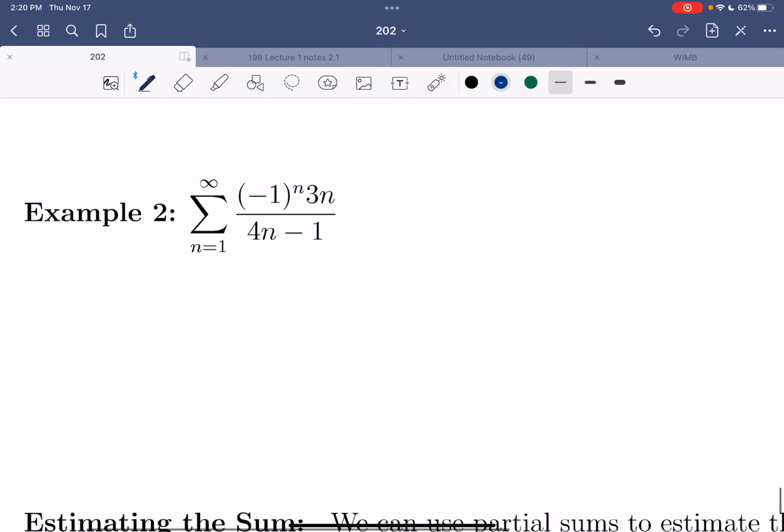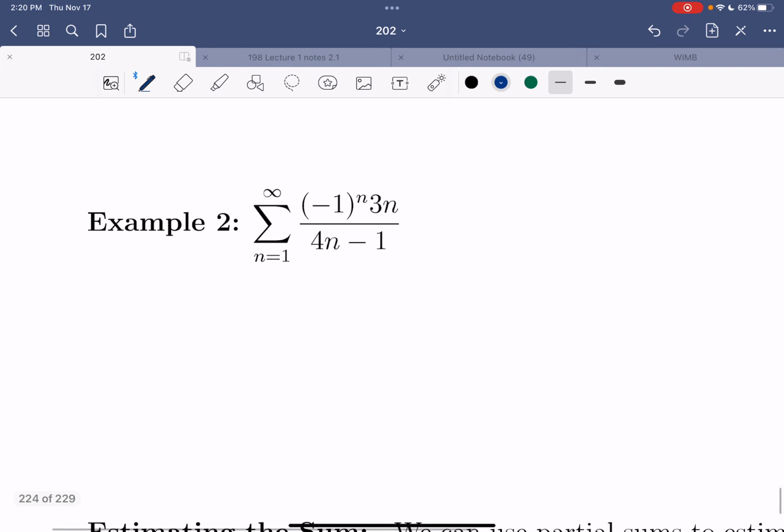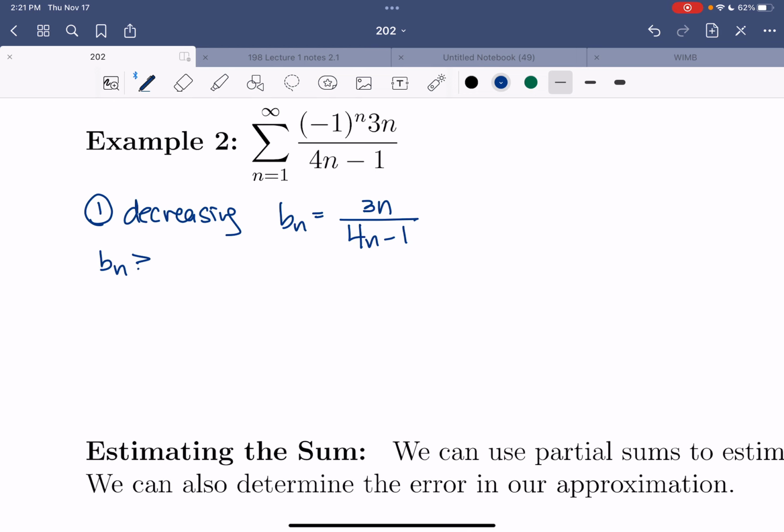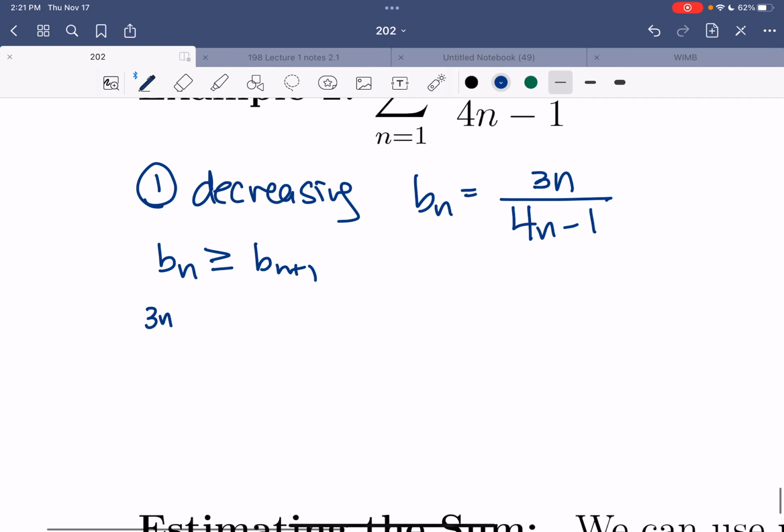All right, here's another one. Let's take a look at this one. This one that's not the alternating harmonic series. And so this one, we know that we need to show two things. We need to show that it is decreasing. So your bn in this case, without the negative 1, is 3n over 4n minus 1. And so what we need to show is that bn is greater than or equal to bn plus 1. So our bn is the 3n over 4n minus 1.